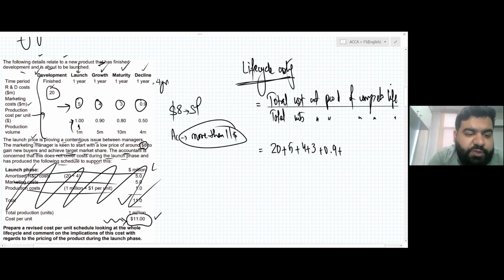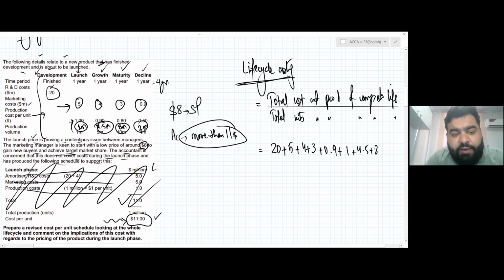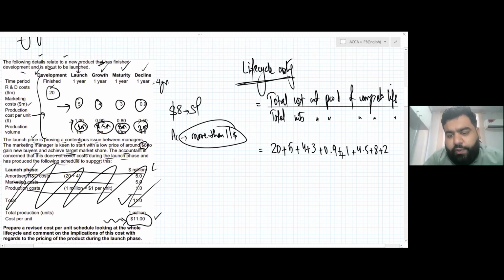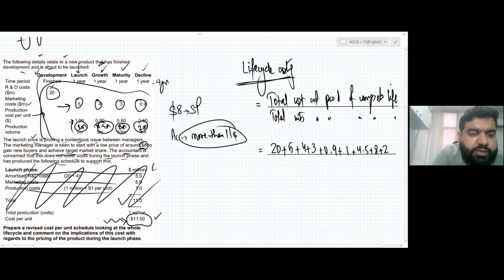1 million into 1, it will be 1 million. 5 million into 0.9, 4.5 million. 10 into 0.8, 8 million. 4 into 0.5, 2 million. So we have got the production cost over the useful life. Plus 1 million plus 4.5 million plus 8 million plus 2 million. We have added all the costs. I have not written M or million here, just you know that it's million. Okay, so I have added all the costs.